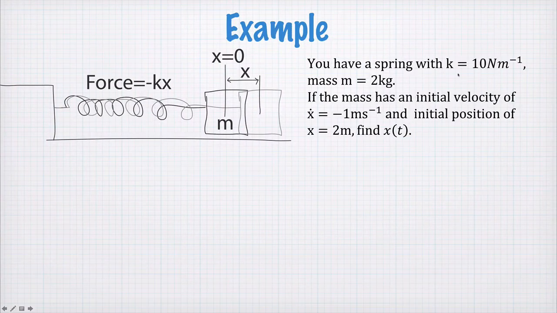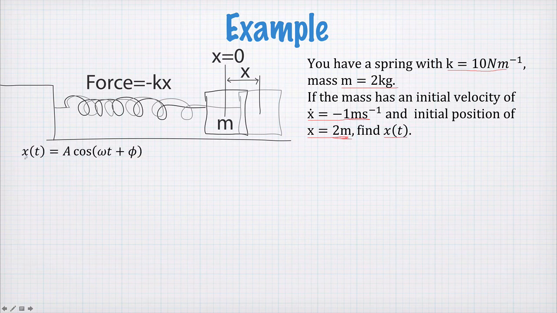Okay, so let's work our way through an example here. We'll start with a spring that has constant of 10 newtons per meter, mass of 2 kilograms. Initial velocity of the mass is negative 1 meter per second, so it's moving in the negative x direction. But its initial position is at positive 2 meters. And our job is to find the position x as a function of time.